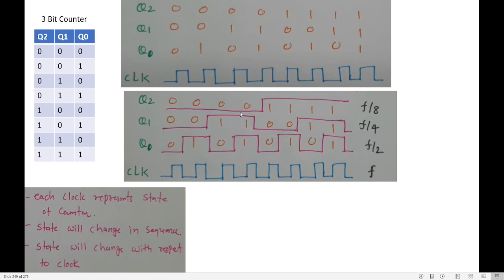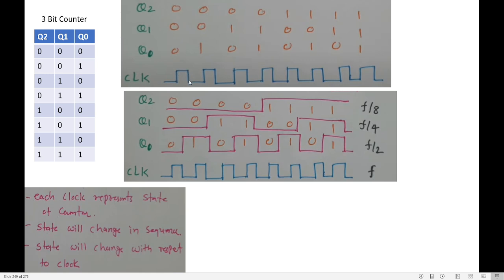Now just plot it. How will we plot it? You know 0 means low, 1 is high. Low, high, low, high, low, high. Done. Similarly plot for Q1: double low, double high, double low, double high. Done. Now 4 zeros, 4 lows, 4 ones, 4 highs. Done. Now what we need to see is, what is a time period T?